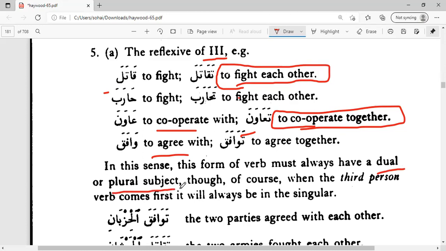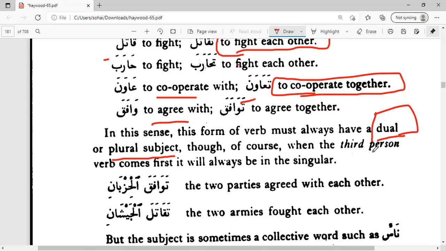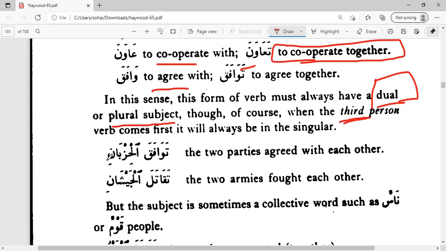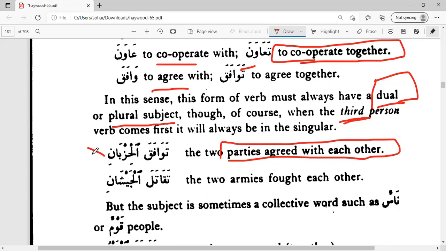Because we're doing it to fight each other, to cooperate together, to agree together, you need two people, right? So the subject must either be dual or plural. And obviously, when the verb comes first and the subject is mentioned afterwards, then the verb always comes singular. So tawafaqa al-hizbani, the two parties agreed with each other. Here the verb is singular, but the subject is dual.